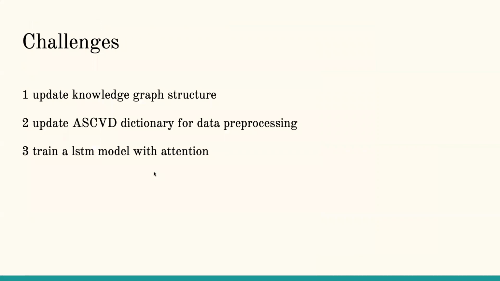And we still have many challenges. First, we just used sample data to implement the node2vec algorithm, so we need the actual knowledge graph structure to get more accurate results. Second, we need to update our cardiovascular dictionary for data preprocessing. Since the dataset contains several kinds of disease and we are only focused on cardiovascular, we need to extract the cardiovascular records from these datasets. So we need to update our ICD dictionary to do this part of the job.